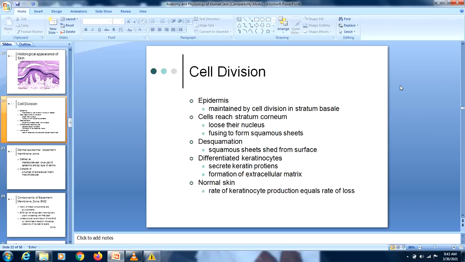Regarding cell division, the epidermis is maintained by cell division in the stratum basale. When cells reach the stratum corneum, they lose their nucleus, fusing to form squamous sheets. Squamous sheets shed from the surface. Differentiated keratinocytes secrete keratin proteins and form the extracellular matrix. In normal skin, the rate of keratinocyte production equals the rate of loss. So that is why a balance is maintained. If it is not, then obviously a pathology will appear.